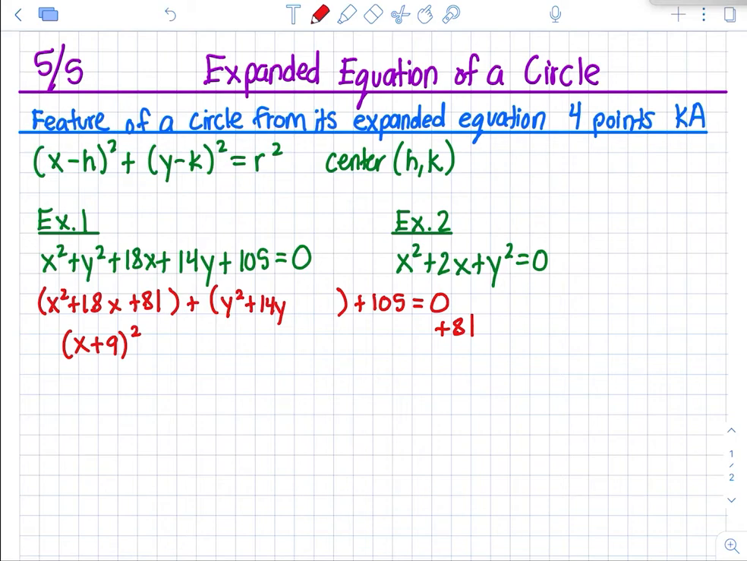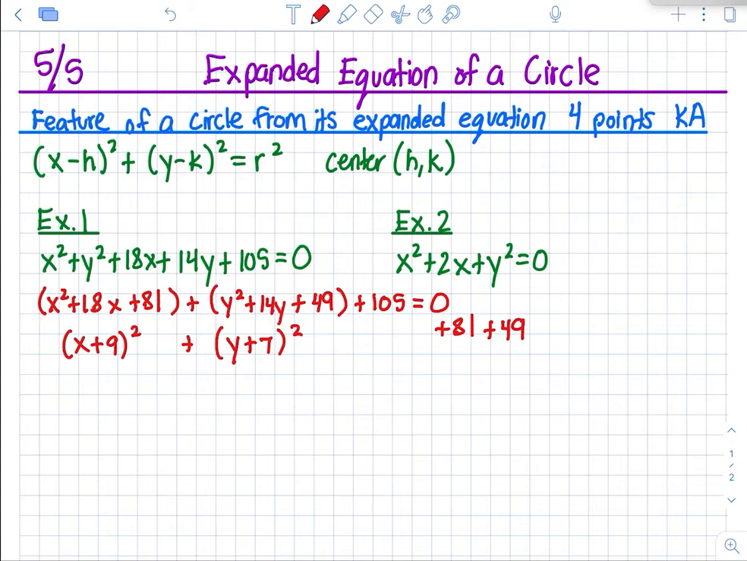Now let's focus on the y variables. So we take half of this, which is 7, and then raise that to the second power. So 7 to the second power is 7 times 7, which is plus 49. But since we added 49 to the left-hand side of the equal sign, we have to add 49 to this side. Okay, so now we can complete the square with this one. So y plus, well, what was half of 14? 7. So y plus 7 to the second is equal to that.